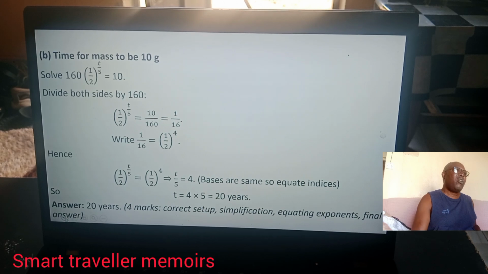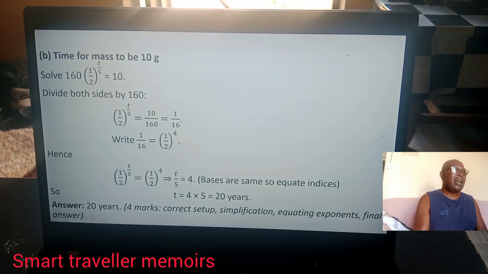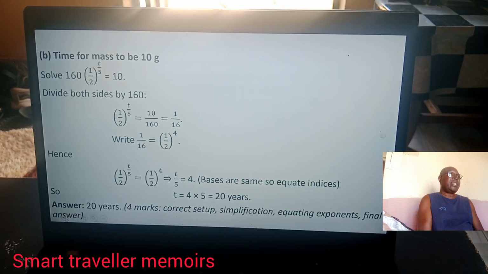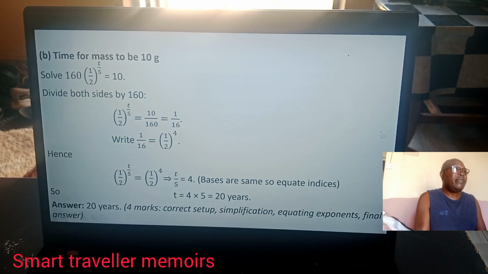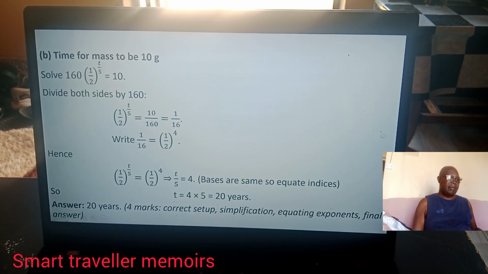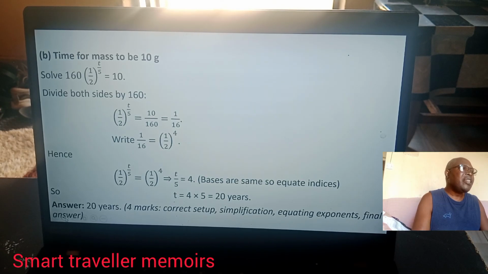B, time for mass to be 10 grams. Solve 160 times a half raised to t over 5, because the half-life is 5, is equal to 10. You want to remain with 10 grams. So dividing both sides by 160, you get a half raised to t over 5 is equal to 10 over 160, which simplifies to 1 over 16. If you simplify 1 over 16 in terms of bases, you get a half raised to 4.